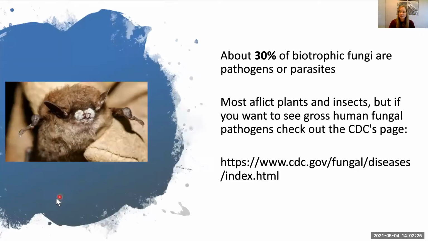And that happens. In fact, about 30% of all biotrophic fungi are a pathogen or a parasite, like that fungus that's killing the bats that we talked about earlier, the white nose syndrome. So all of this white on this bat's face is literally hyphae growing out of the bat's body. So it's eating it from the inside out. So 30% are hurting somebody else.